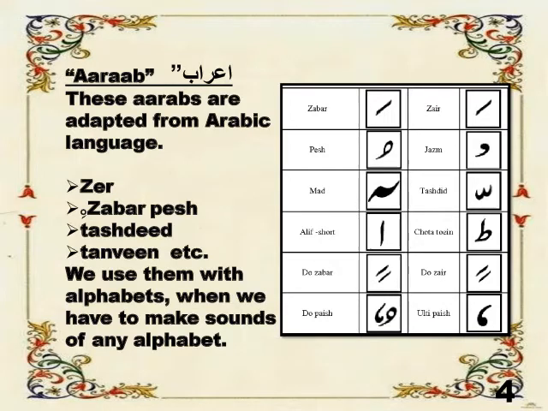We use them with alphabets when we have to make the sound of any alphabet. These can be more than Zair, Zabar, Pesh. These can be Jazm, Tashdid, Mad, Choti Toe, Khada Zabar, Do Zair, Do Zabar, Ulti Pesh, Do Pesh, you can name them, etc.